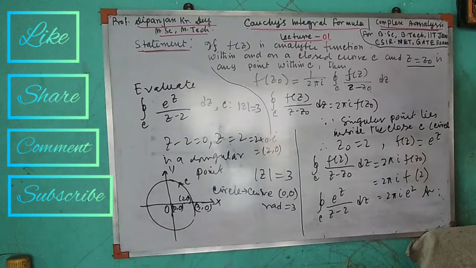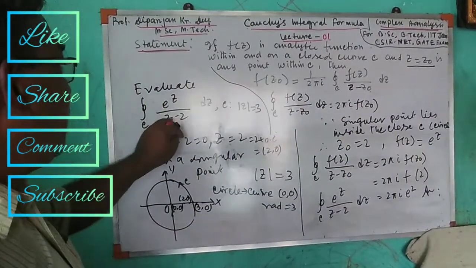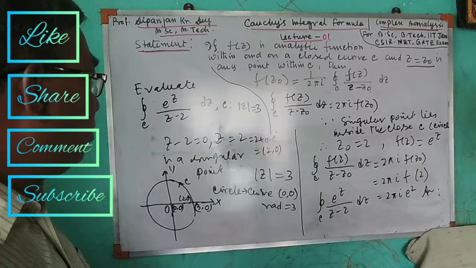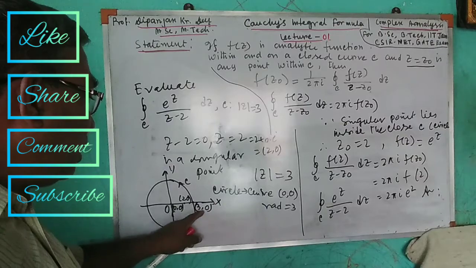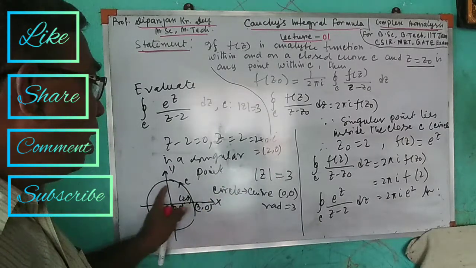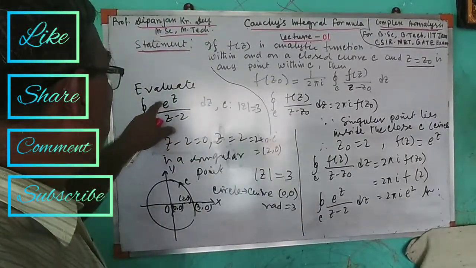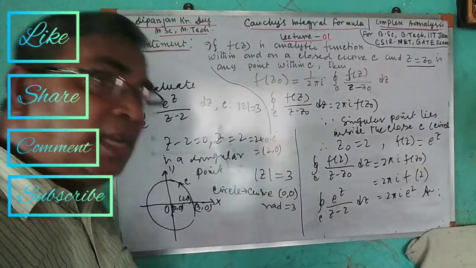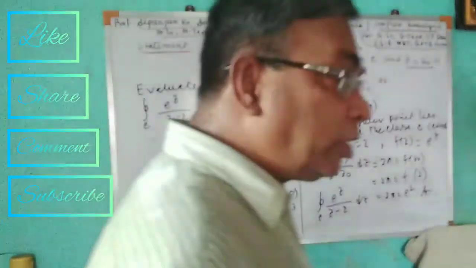I think everybody understood very nicely. Now suppose the question is e to the power z by z minus 5. Here z equal to 5 is a singular point, that is (5, 0), and it is outside the circle, outside the closed curve. So directly you can say the integral of e to the power z by z minus 5 dz is equal to 0.